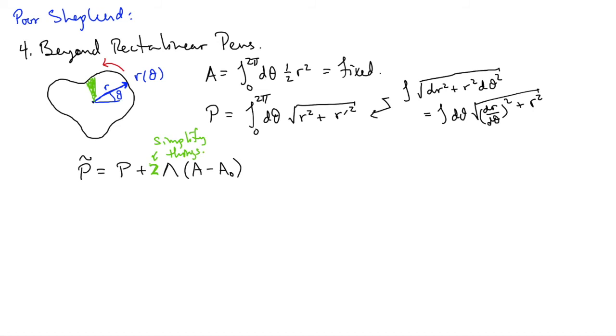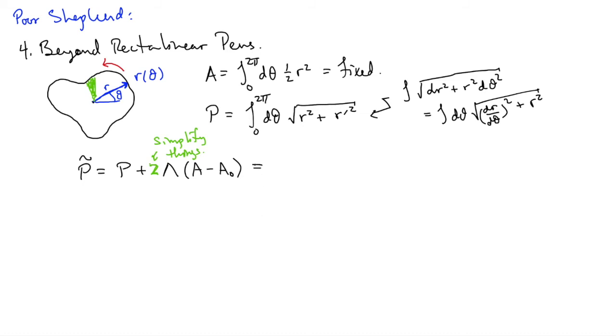Since lambda takes on whatever value it needs to, putting an extra 2 in front of it doesn't change the condition, right? 2 times A minus 2 times A naught equals 0 is the same thing as A minus A naught equals 0. It didn't show up in our prior expressions. That's why I wanted to highlight that.